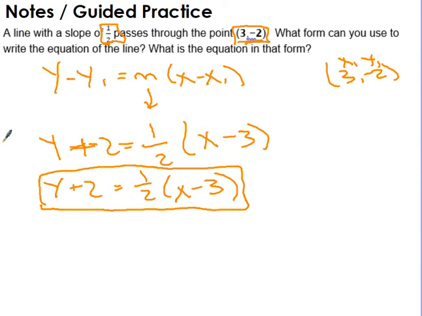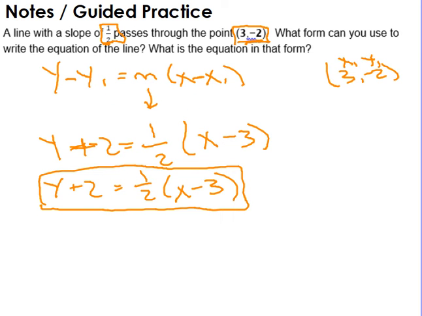A couple things I can recognize. One, I know my slope right away when I look at this, because the slope is always the number that is in front of the parentheses. The second thing I should be able to take away is that my point is +3, -2, because it's always the opposite of the sign. The reason why it's always the opposite of the sign is because this is subtraction. Which is kind of confusing, I understand that.